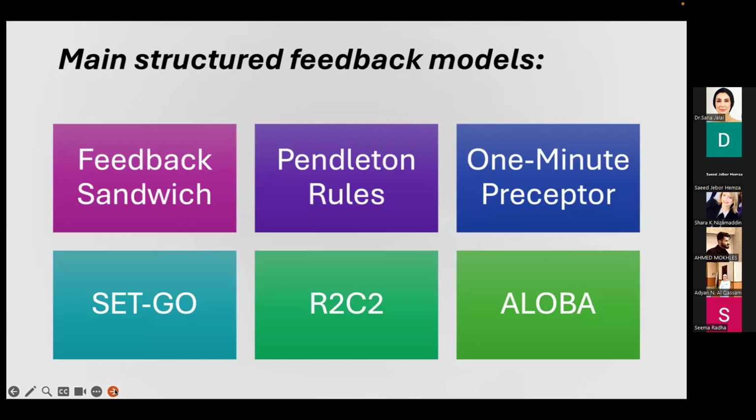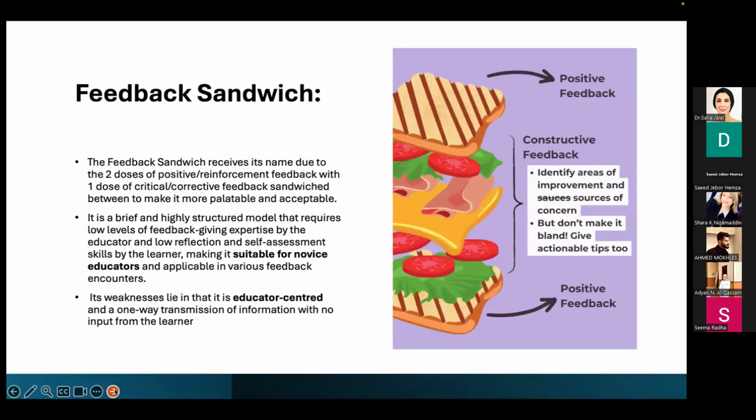There is the one-minute preceptor model, the SET-GO model, the R2C2, and the agenda-led model, which is the ALOBA model. I'm not going to focus too much on the minor ones, just the main ones. But having said that, there are all the resources I've uploaded in your module, so there's a lot more.